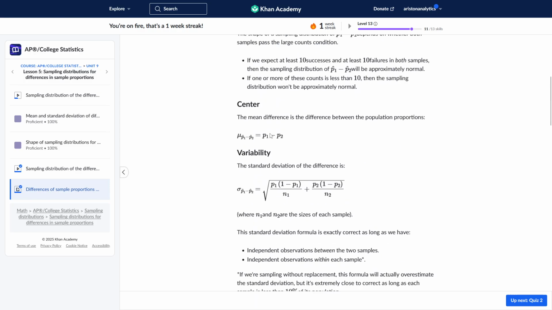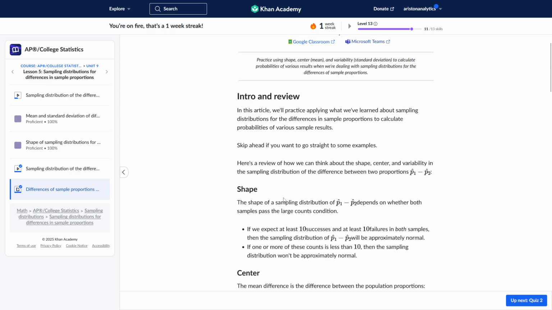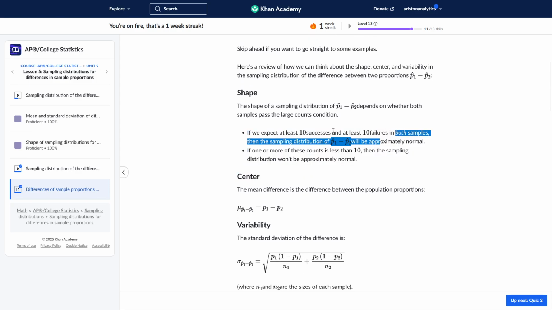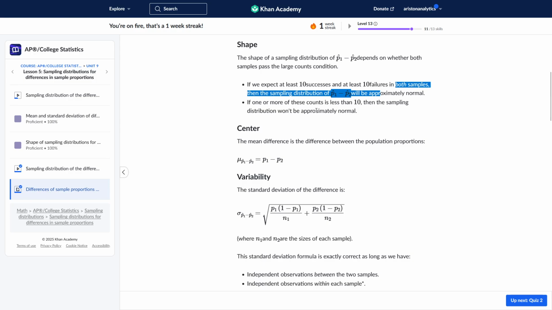Okay, so we're looking at shape, center, variability, or shape, mean, spread. Shape is determined by the shape of a sampling distribution of p hat 1 minus p hat 2, and p hat just means sample proportion. If we expect at least 10 successes and at least 10 failures, so what we do is we take the p hat value and multiply it by the sample size, for successes and failures, then this will be approximately normal because both of them are normal. If either of them fails, it means it's probably not normal, or you can't assume normality.